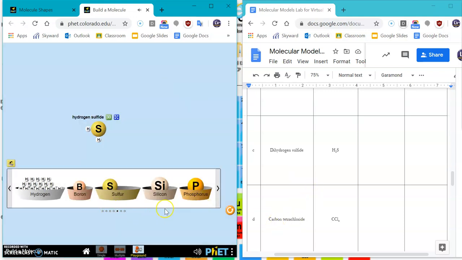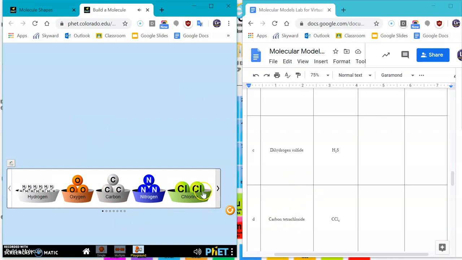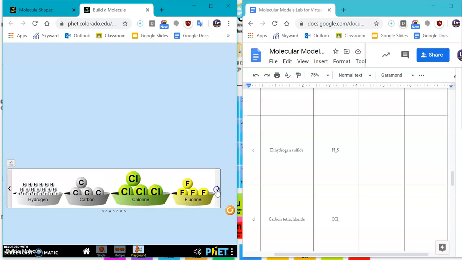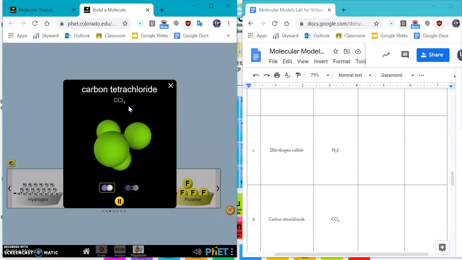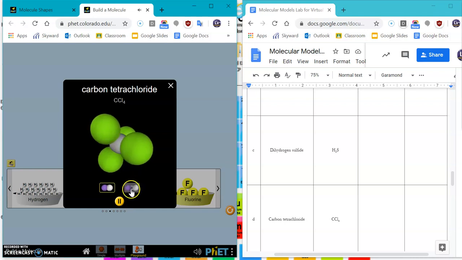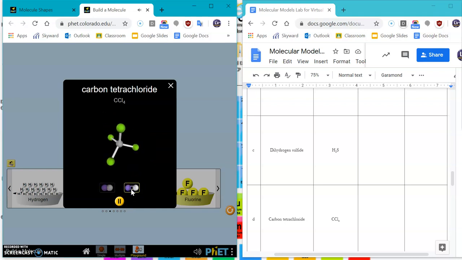Carbon tetrachloride. I gotta go find some carbon and some chlorines. Oh, there's only two here, so I can't use that set. So here's a carbon and tetrachloride. 1, 2, 3, 4. Carbon tetrachloride. Always confirm the name to the shape. You can look at the 3D model. Yowza. Or the stick model. That is a tetrahedral shape.